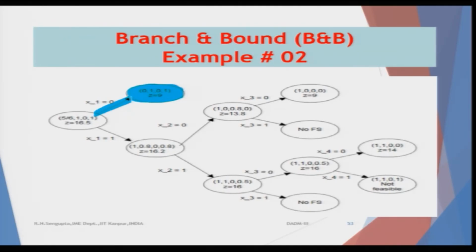So, we have already visited this, because this is the area from where we started. Now the green part, from where we came, is this, and this is the area where we are. The value z, as highlighted, is 16.2, and the corresponding values of x1 to x4 are 1, 0.8, 0, 0.8, and we will consider accordingly.